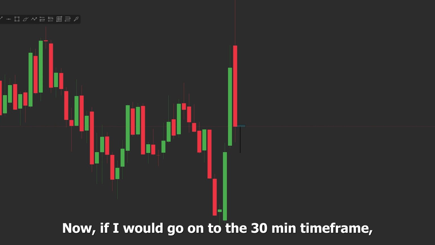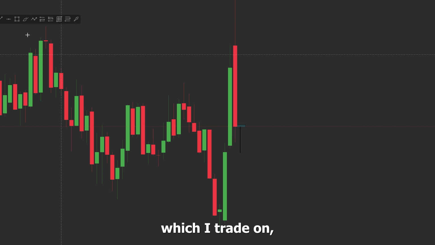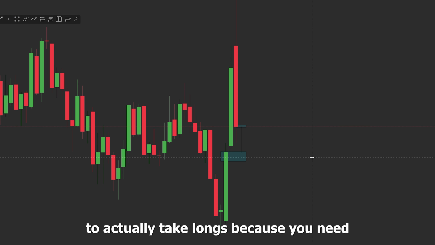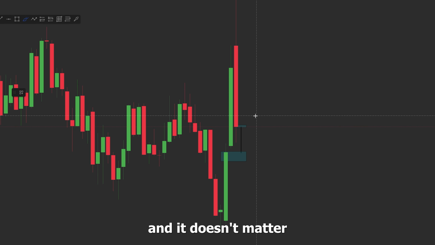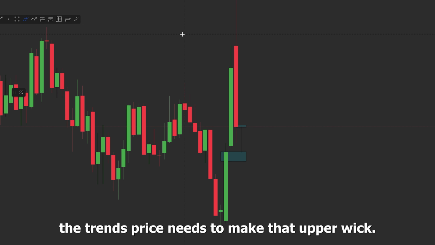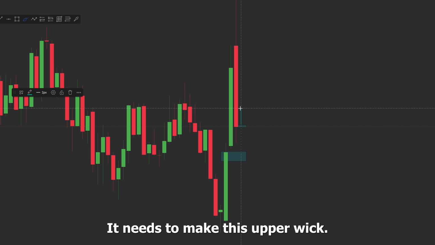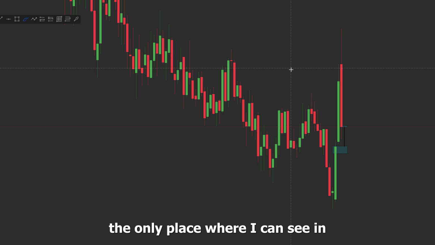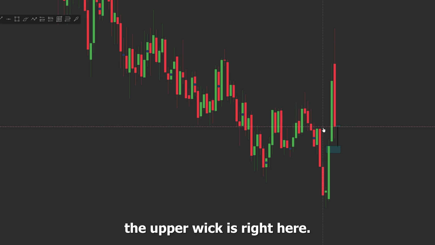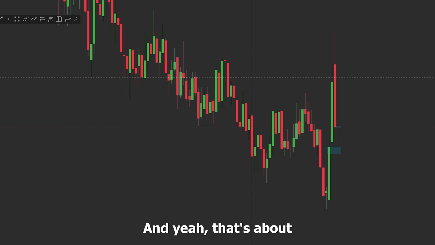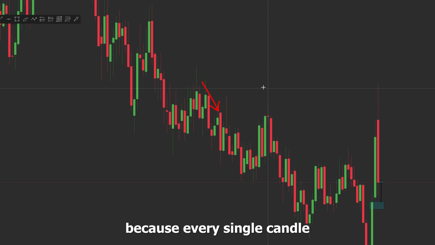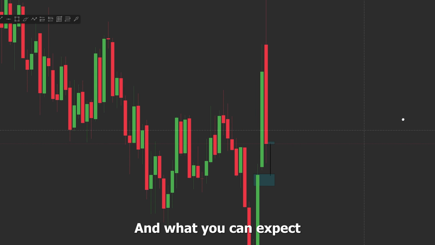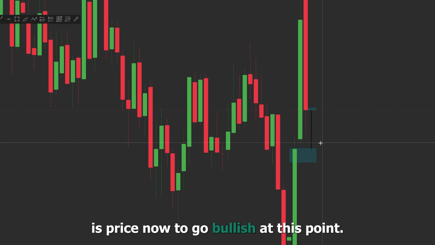Now, if I would go on to the 30-minute time frame, which I trade on, and you have a zone, let's say right over here, this would be a perfect place to actually take longs because, and it doesn't matter the trend, price needs to make that upper wick. It needs to make this upper wick. Even if it's this small, it usually does make an upper wick. For example, the only place where I can see a no upper wick is right here, and yeah, that's about it. I cannot find any other examples because every single candle has an upper and lower wick. And what you can expect is price now to go bullish at this point.